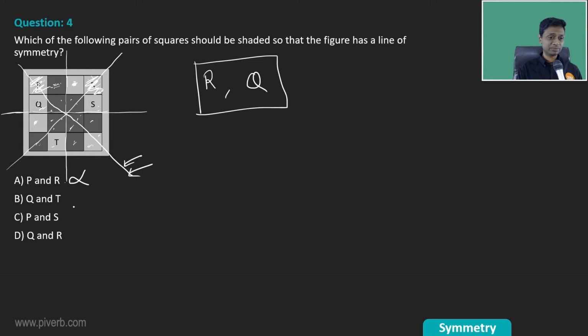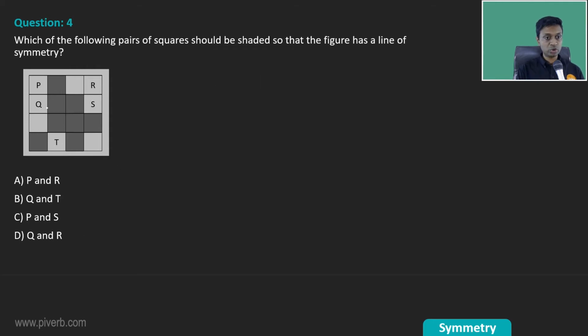Q and T, once again, does not work. If T is shaded and this is unshaded, we are in trouble vis-a-vis this diagonal. T is shaded, S is unshaded, we are in trouble. It doesn't work. P and S likewise does not work. If we shade P and S, about this diagonal there can be no symmetry because this is shaded, this is not shaded. About this diagonal, S shaded and this not shaded, we won't have symmetry. Only possibility is Q and R.